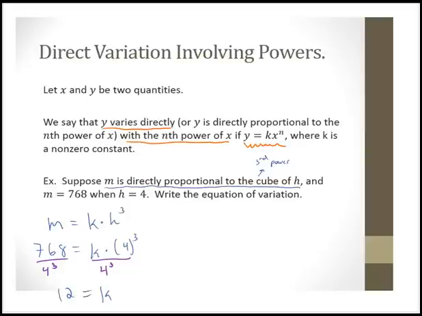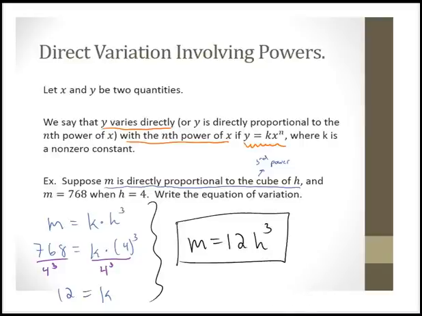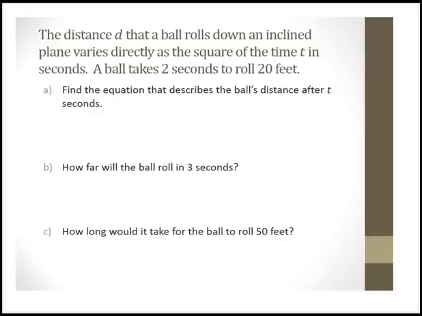And the model for this situation, the equation, would be m is equal to 12h cubed. All right, let's see an application. The distance d that a ball rolls down an inclined plane varies directly as the square of the time t in seconds. A ball takes 2 seconds to roll 20 feet. We're asked to find the equation that describes the ball's distance after t seconds.